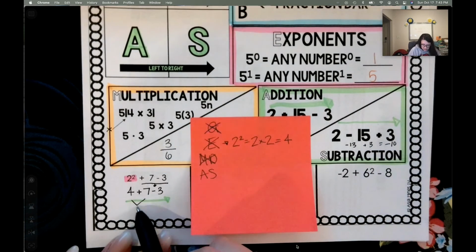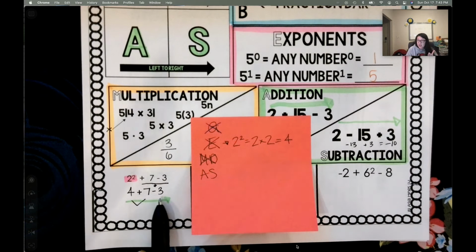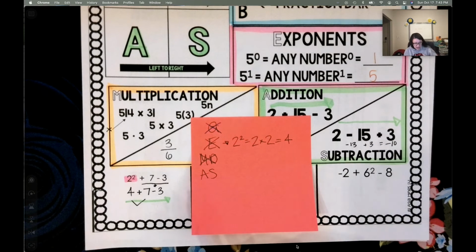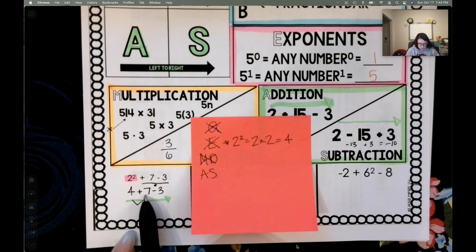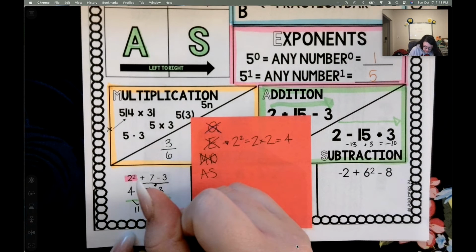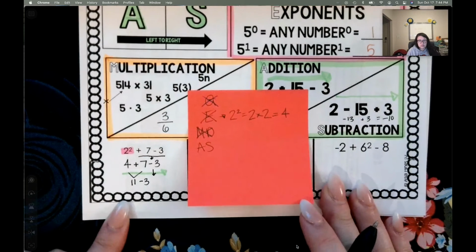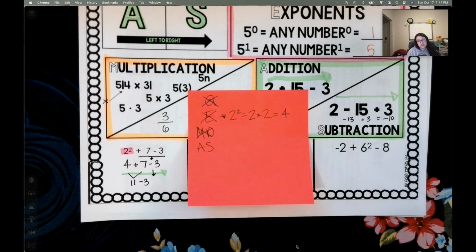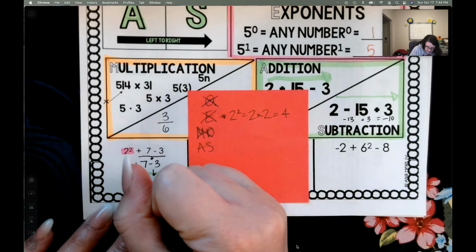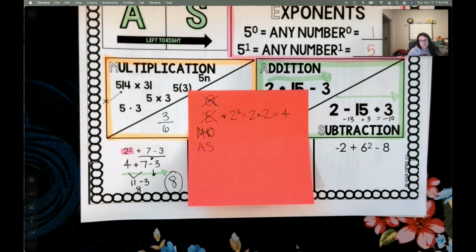I know a lot of students like to draw those arrows to help them see these are the numbers I'm working with. This is what I still have left over. And I like that. I'm going to do that too. What is 4 plus 7? 11. Then I have to bring down my minus 3. What's 11 minus 3? 8. So here we get that our final answer is equal to 8.